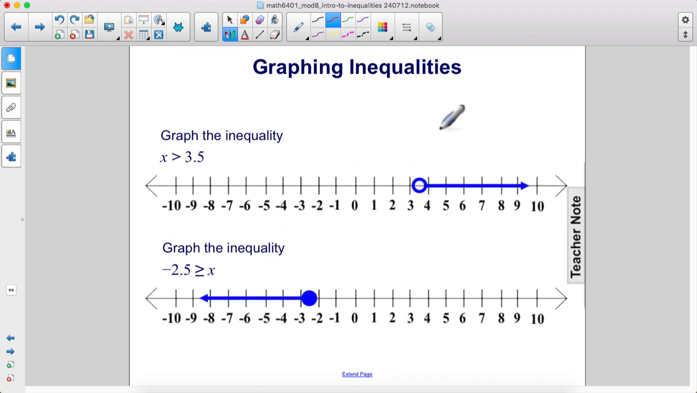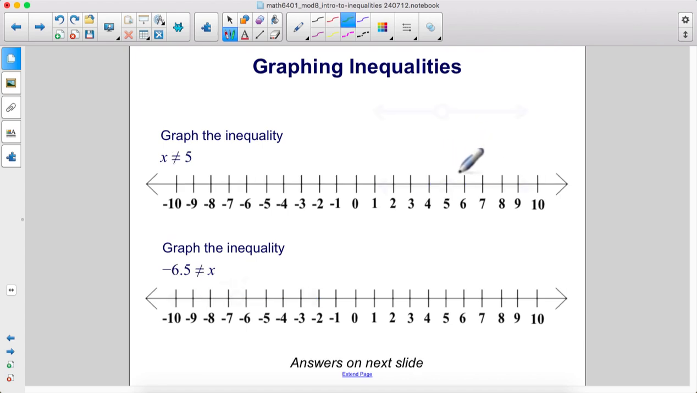And here are the answers. x is not equal to 5. Well, since 5 is not a solution, it's going to be an open circle. And it's just that x is not equal to 5, which means every other number is a solution. So you're going to have 2 rays like that.